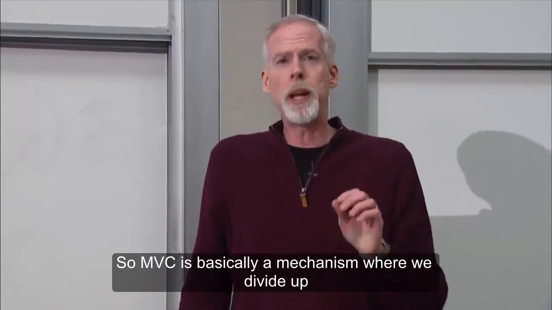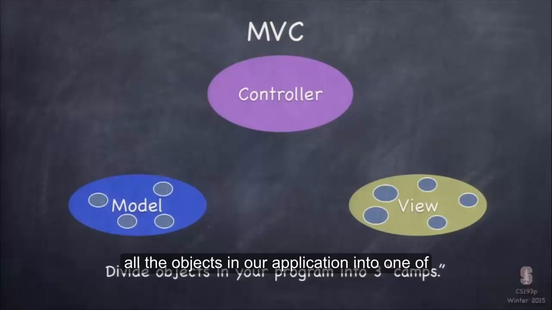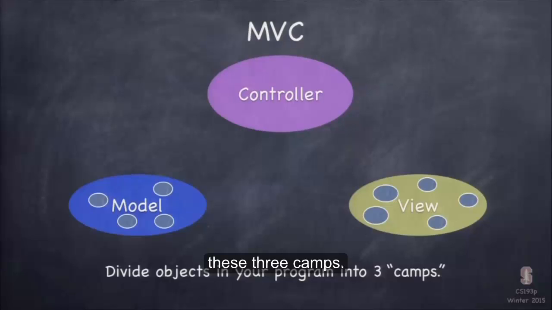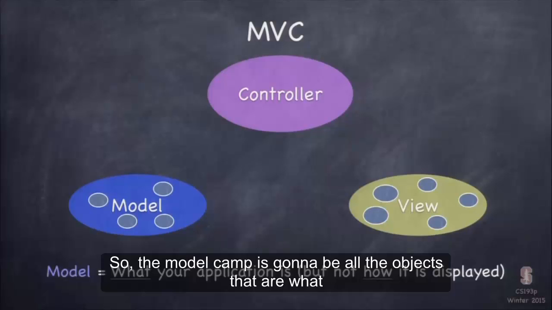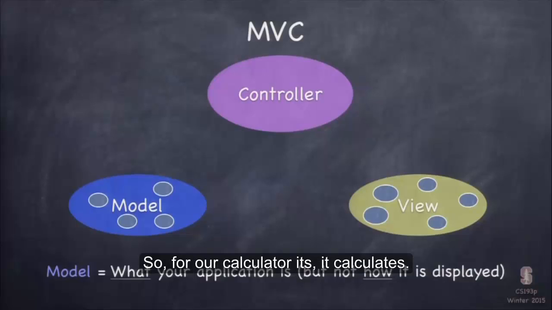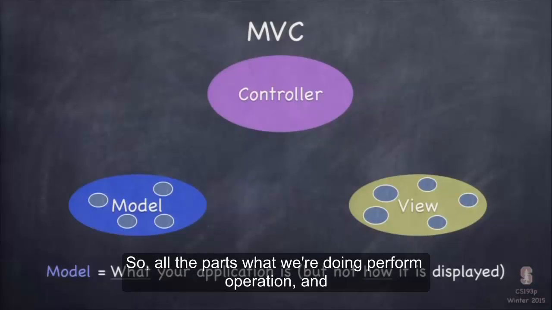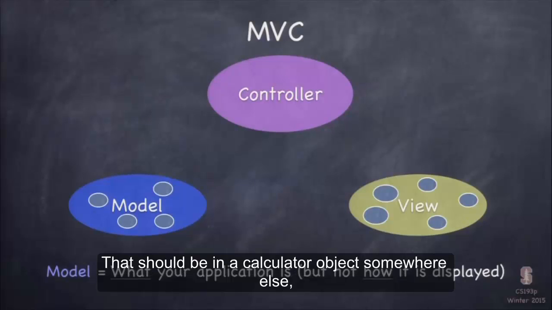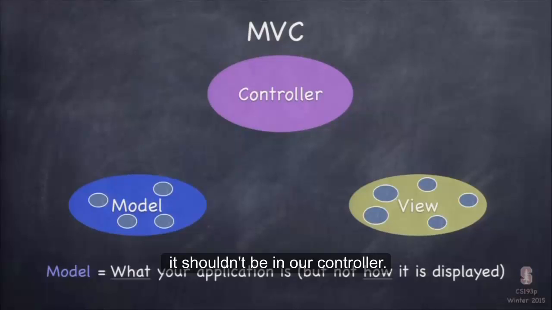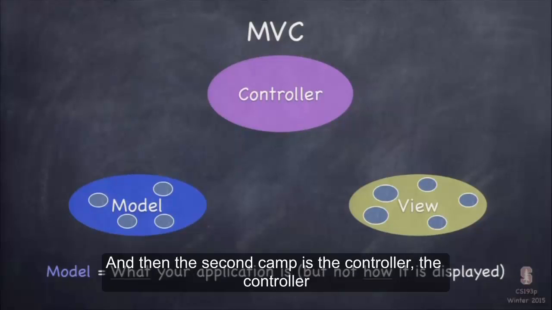So MVC is basically a mechanism where we divide up all the objects in our application into one of these three camps. On the left there you see the model. The model camp is going to be all the objects that are what your application does. So for our calculator, it calculates. That's what it does. So all the parts where we're doing perform operation and all that stuff, that's all calculator stuff. That should be in a calculator object somewhere else. It shouldn't be in our controller.